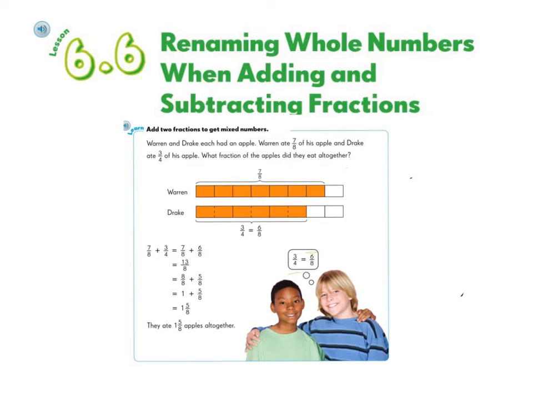All right, so we've practiced adding with unlike denominators. We have an 8 and the 4. We see that 3/4 can be turned to 6/8, giving us like denominators. When we add 7/8 plus 6/8, we get 13/8, which is an improper fraction.